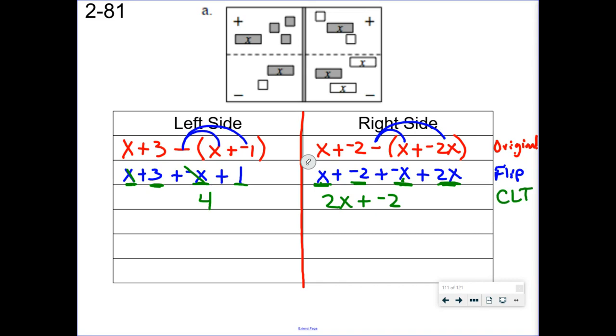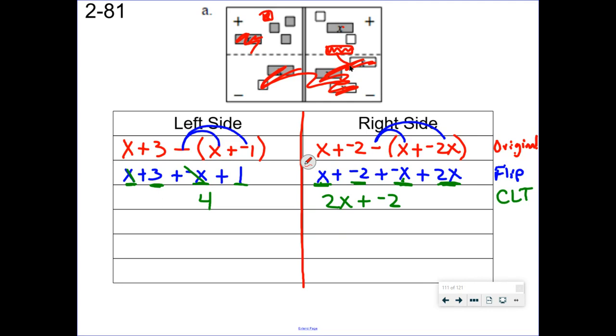And so in this case, kind of like we talked about earlier today, we are going to actually add tiles so we can get rid of things. I know that sounds really weird, but check it out. We flip these up. So one of these ends up here as a positive, and then we can eliminate this down here. All that's left over here is 4 positive tiles, and then 2x plus negative 2.